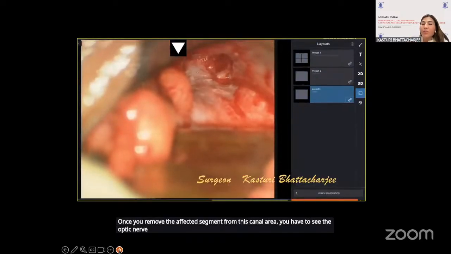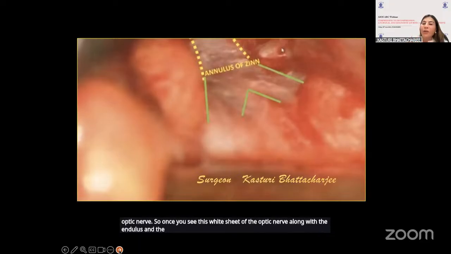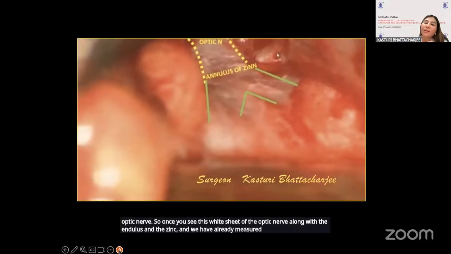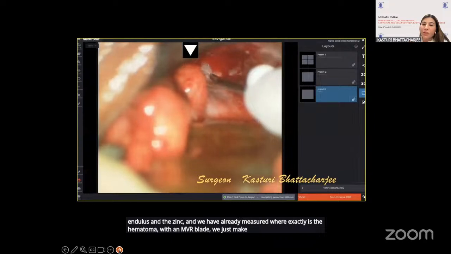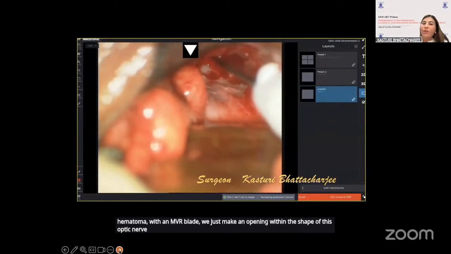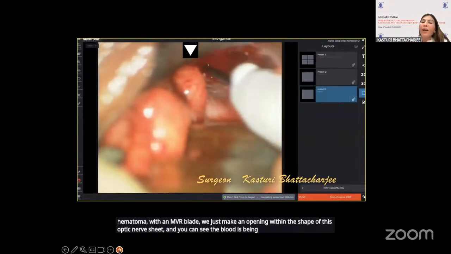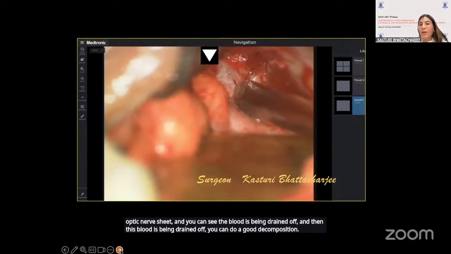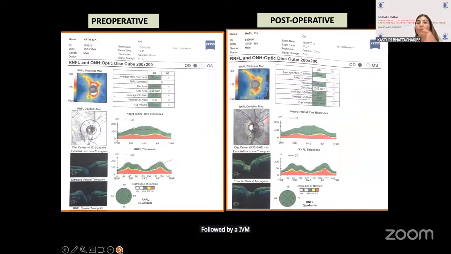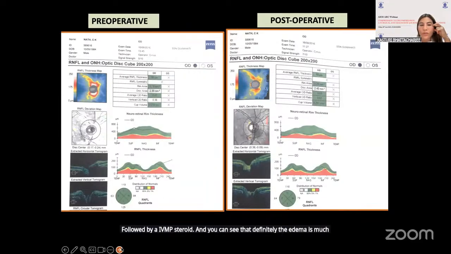Once you see this white sheath of the optic nerve along with the annulus of Zinn, and we have already measured where exactly the hematoma is, with an MVR blade we just make an opening within the sheath of this optic nerve, and you can see the blood being drained off. You can do a good decompression followed by IVMP steroid. And you can see that definitely the edema is much reduced after the procedure.